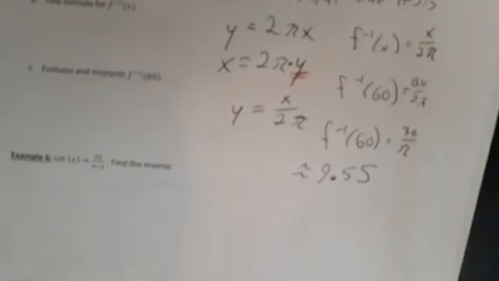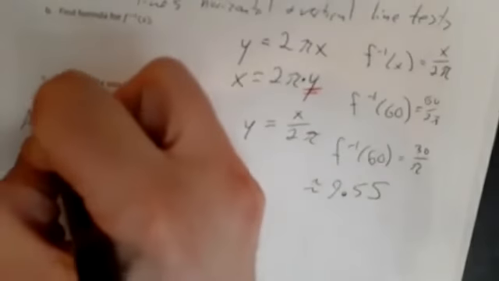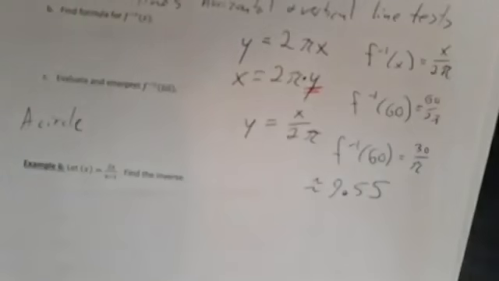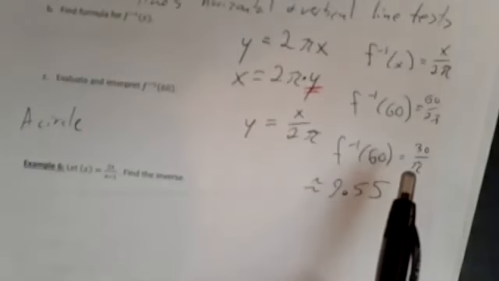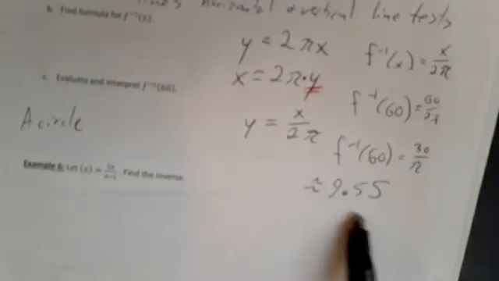This is going to give us about 9.55. And so they say something about interpreting this. So we're talking about a circle with the circumference and radius. So we probably want to think about what's the circumference, what's the radius. Well, I've kind of already said it, but this 60 is going to be our circumference. This is going to be our radius. And hopefully that's obvious because your radius is smaller than your circumference.